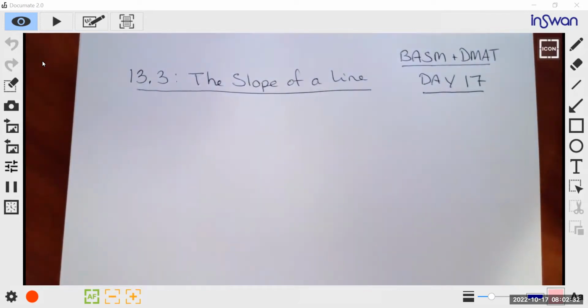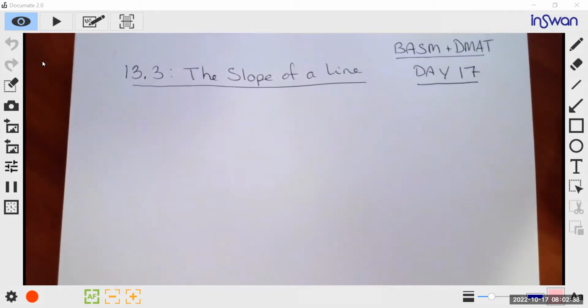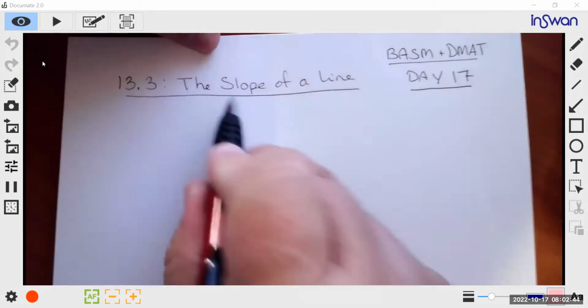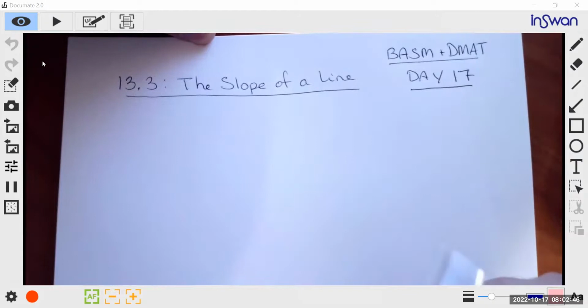Today we're starting the 9th week of school. That means we're on the backside. We're going to finish up chapter 13 today. First thing we're going to talk about is the slope of a line.